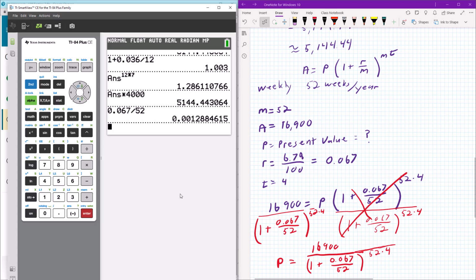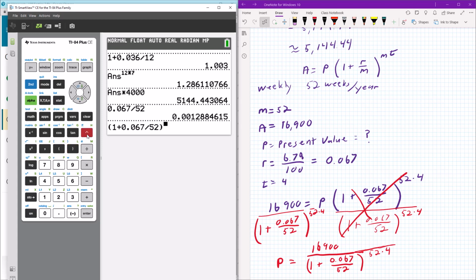And the way you can do that is, well, not simply 1, no, my mistake, let's back up. Parenthesis 1 plus 0.067 divided by 52, close the parenthesis, power, exponent, and then 52 times 4. Well, that's 52.4. We don't want that.